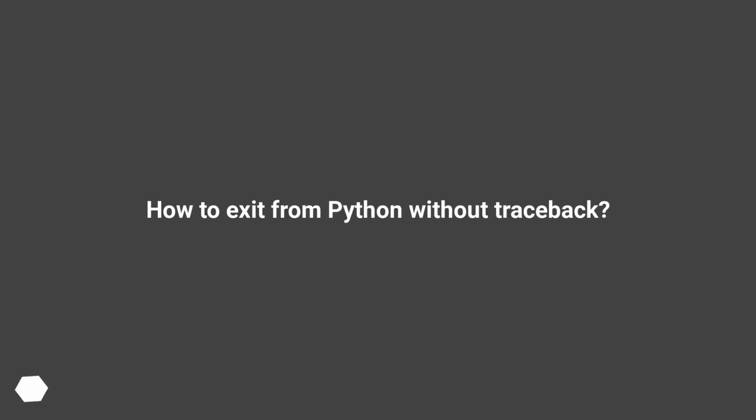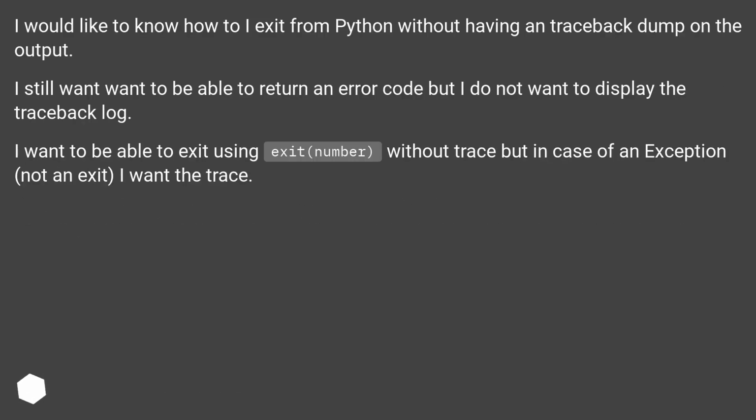How to exit from Python without traceback? I would like to know how to exit from Python without having a traceback dump on the output. I still want to be able to return an error code, but I do not want to display the traceback log. I want to be able to exit using exit number without trace, but in case of an exception, not an exit, I want the trace.